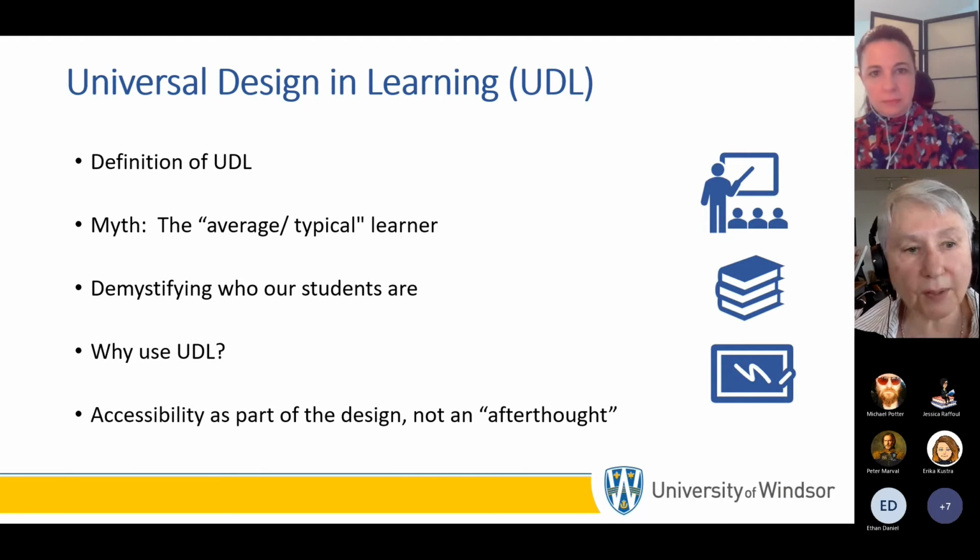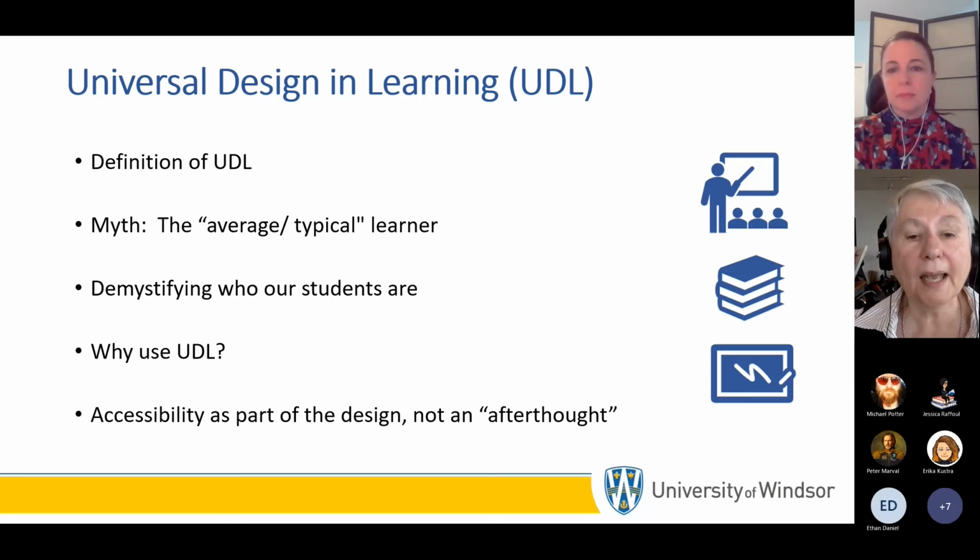So that's the other thing, is to think about the inclusivity. There's a myth that we have about an average or a typical learner in our classrooms. But in reality, we all know we have diverse students who come to the university. All learners have strengths, weaknesses, and needs, as well as different and preferred areas of interest. So variability is the rule and not the exception.